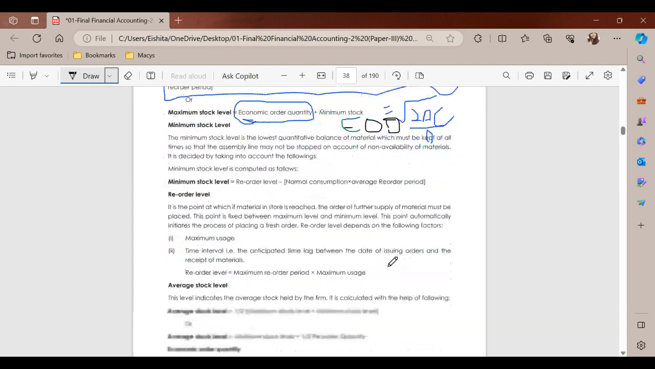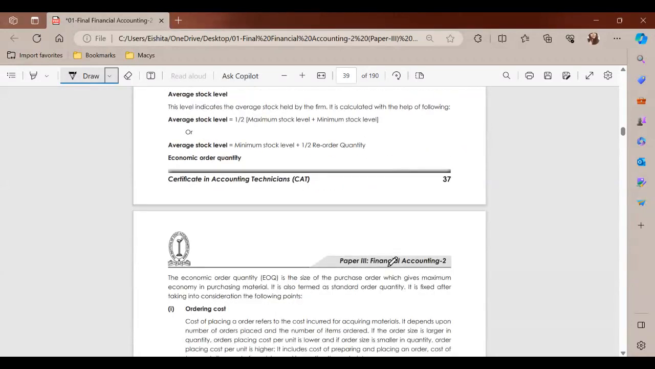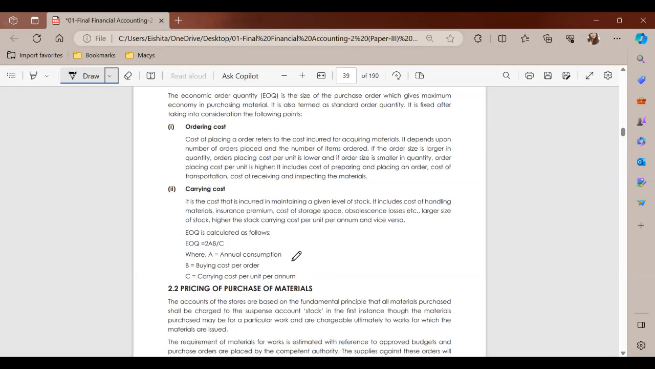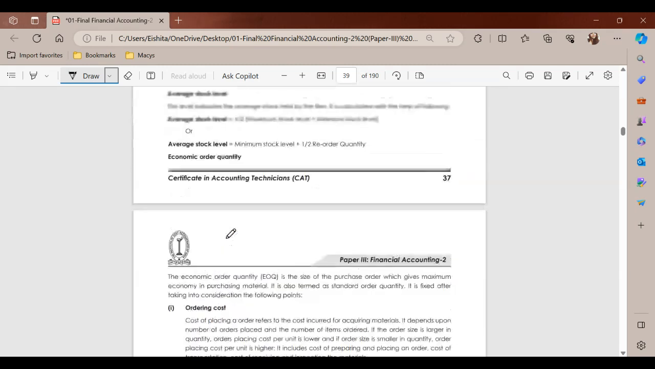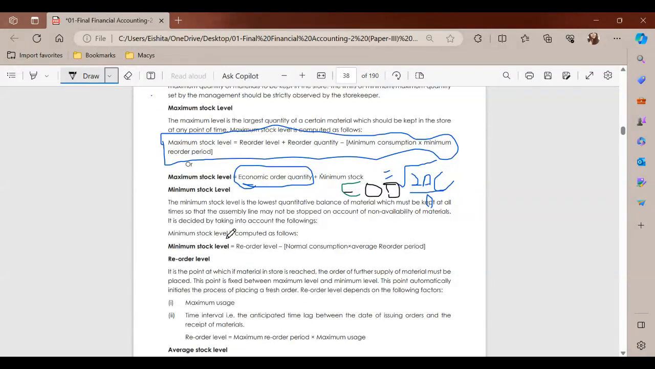जैसे कि ये वाला 2ab upon c. Okay. अभी हम we'll see that later on in the next page. We'll see that happening.